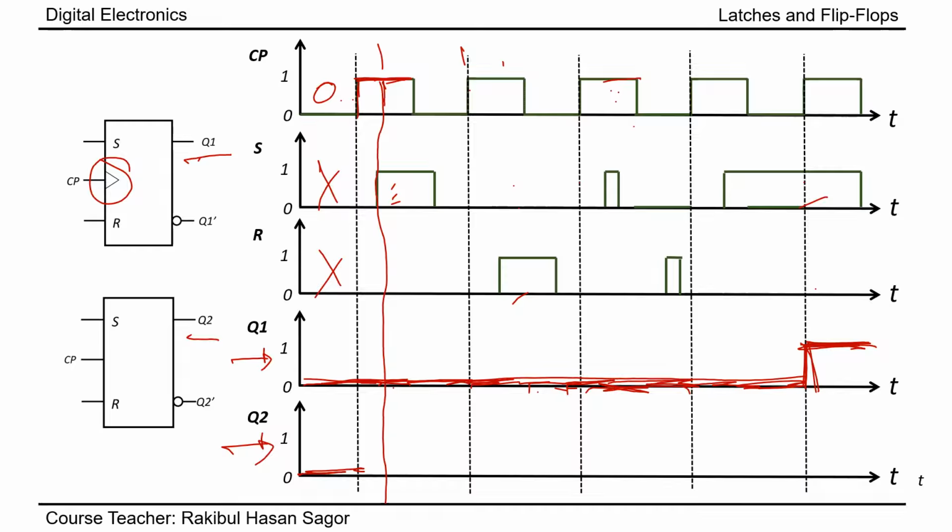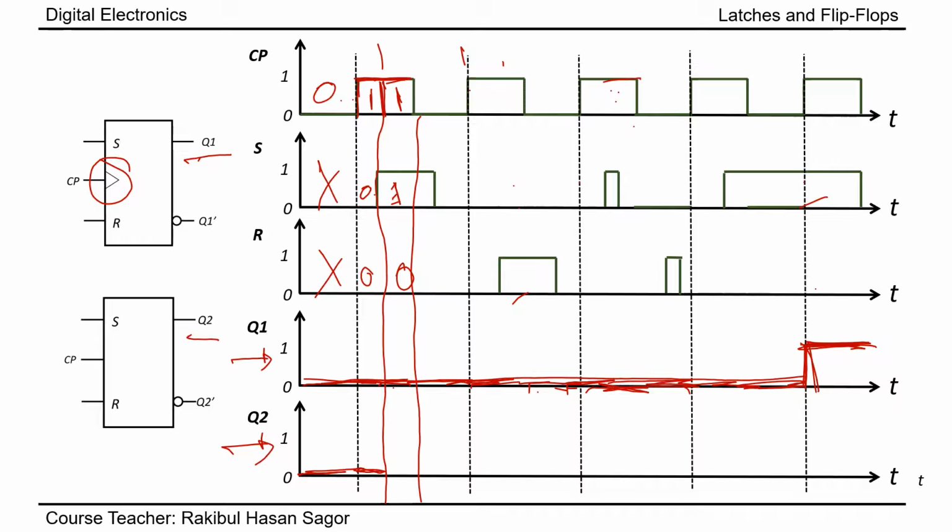From this transition to this point, clock pulse equal to 1, S equal to 0, R equal to 0, it will hold the previous data. Fine. Here, let's draw the line, clock pulse equal to 1, S equal to 1, R equal to 0. As long as the clock pulse is equal to 1, we cannot ignore the values of S and R.